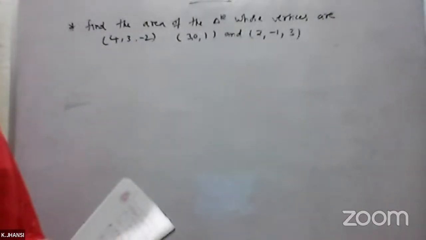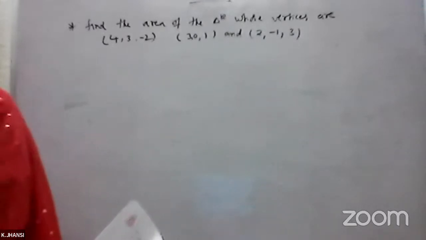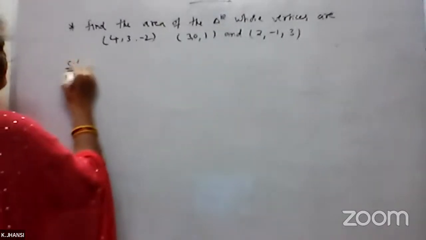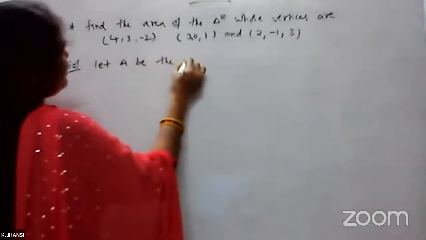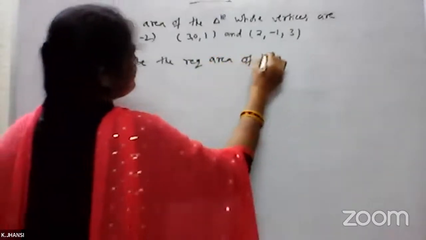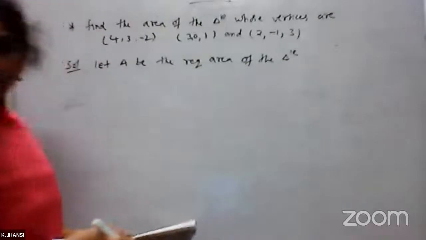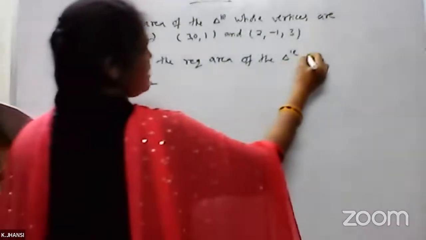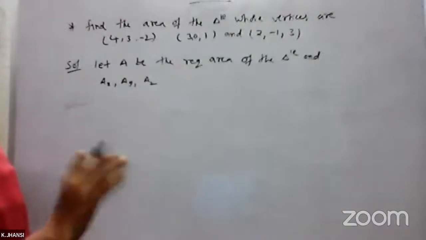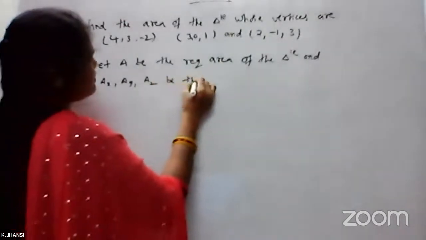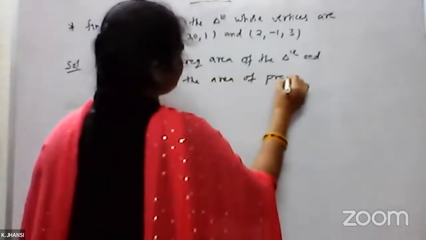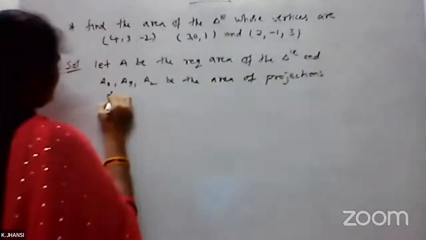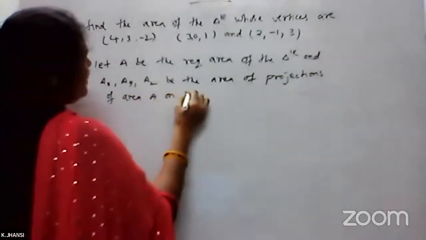That is first: let A be the required area of the triangle, and AX, AY, AZ be the areas of projections of area A on X, Y, Z. So in the examination it is compulsory, whatever theory part sentences are there, try to write all of them.